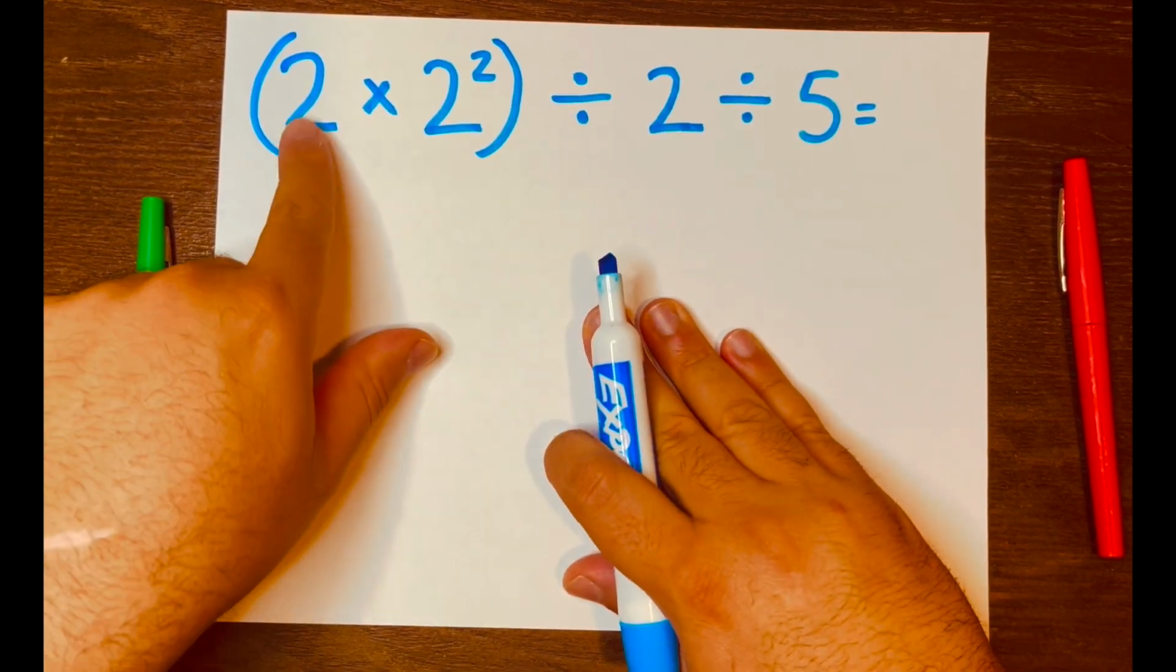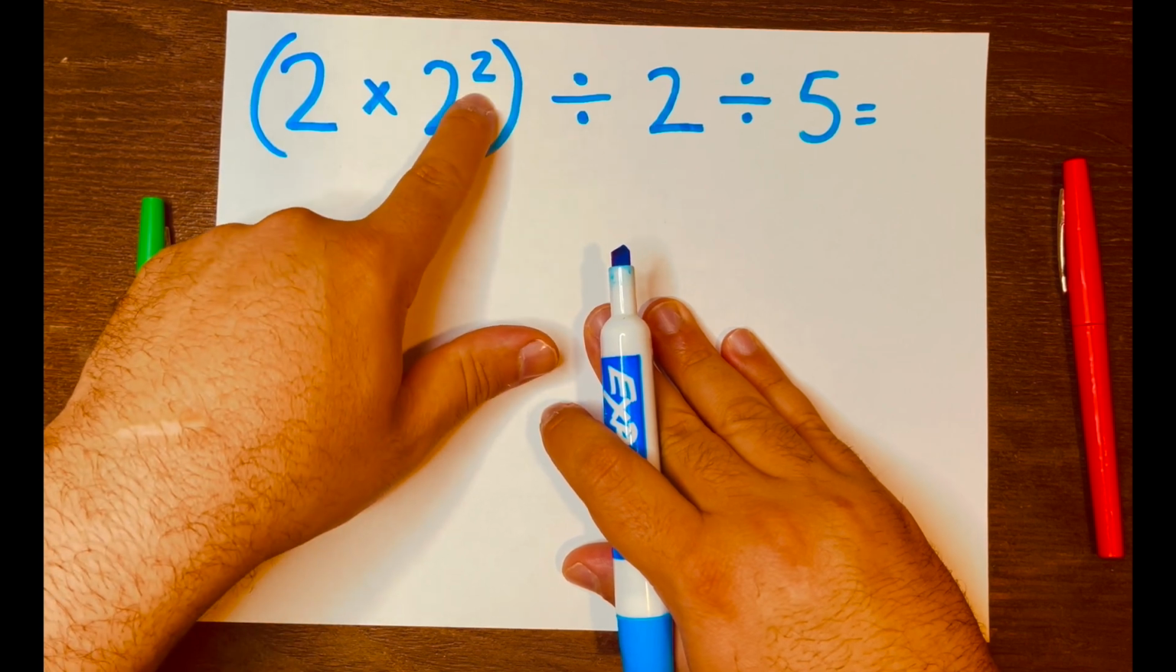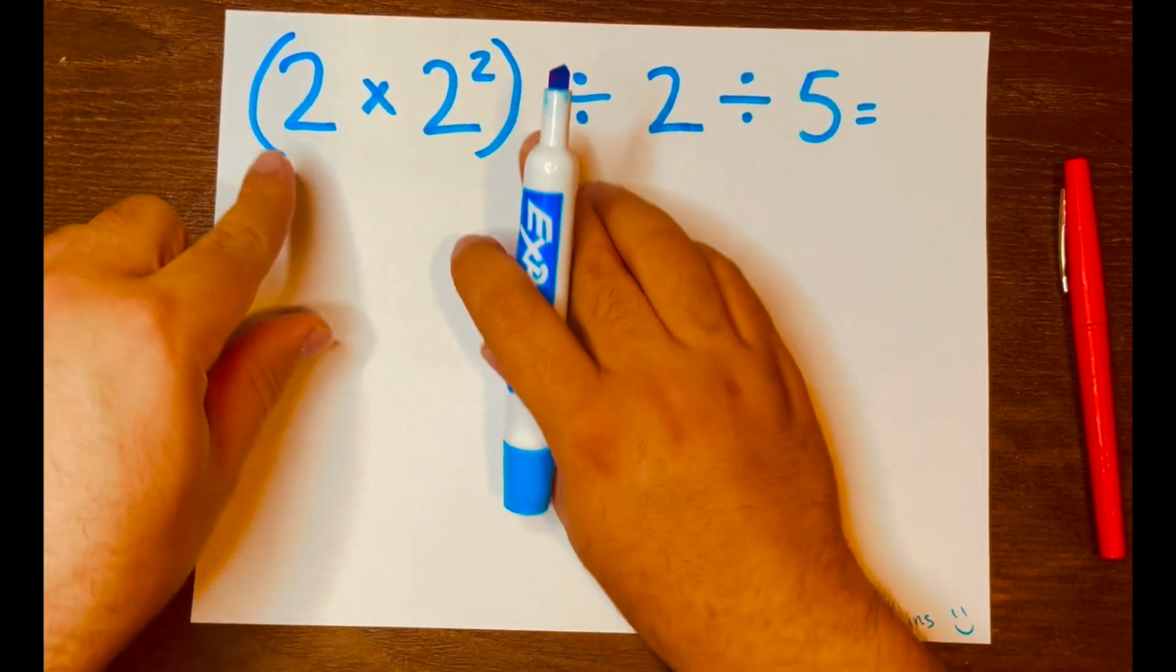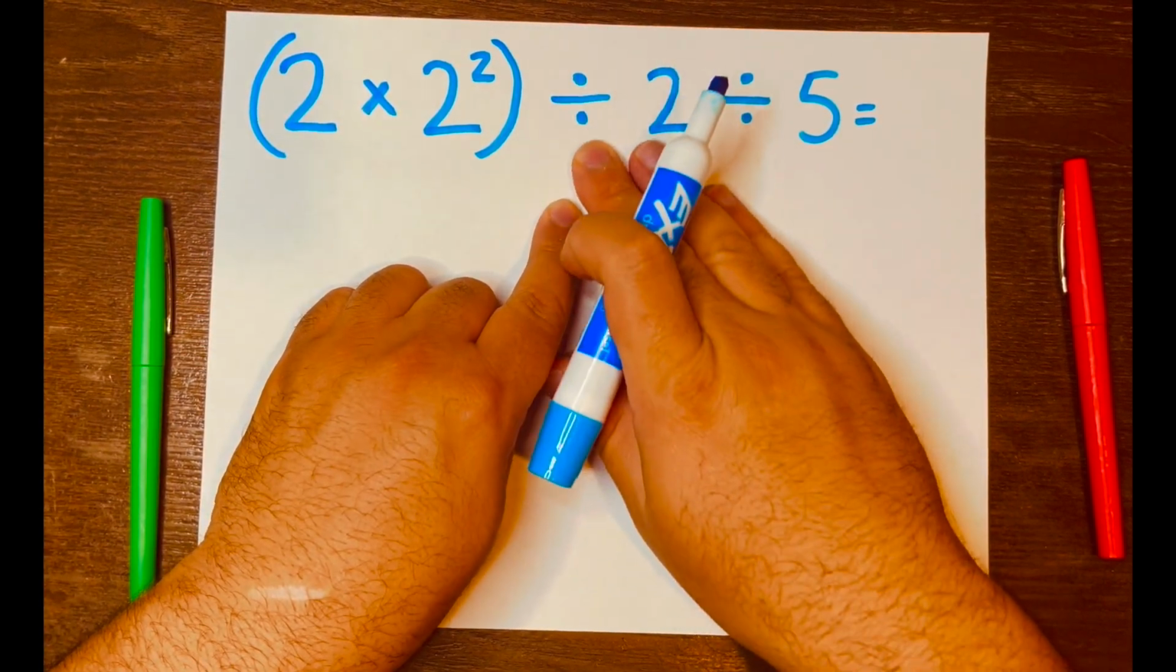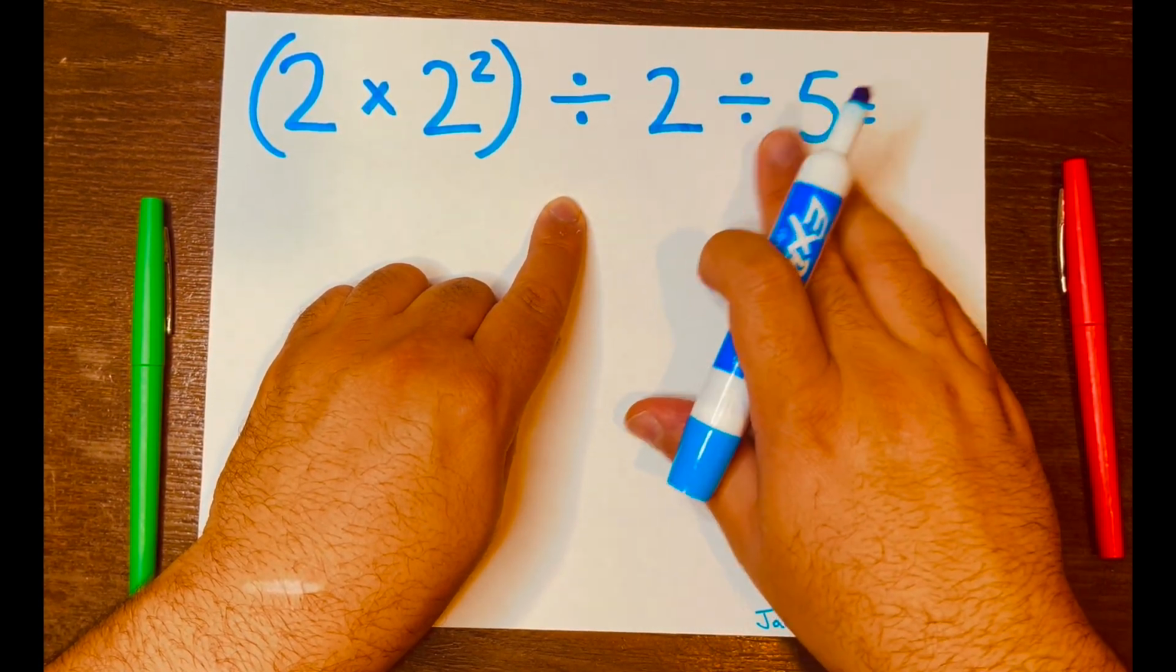So we have 2 times 2 to the power of 2, or you can say 2 squared, inside these parentheses. And then you have a division symbol here. So you're dividing by 2, divided by 5.